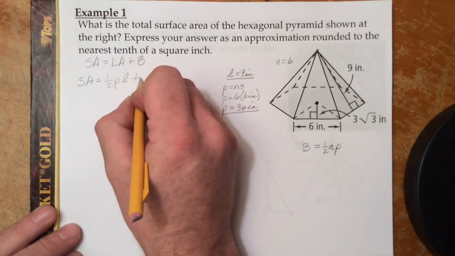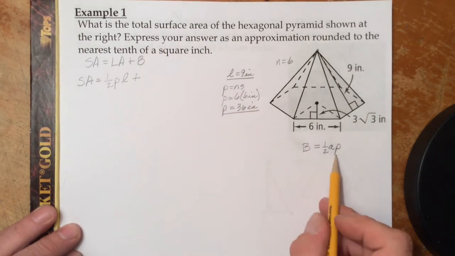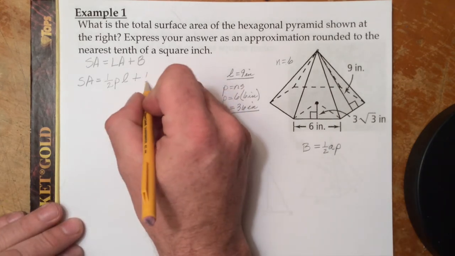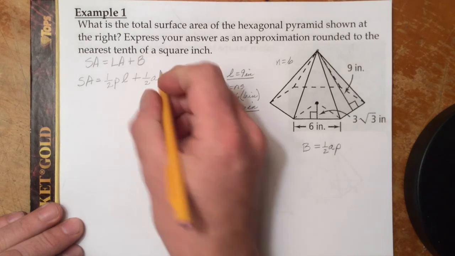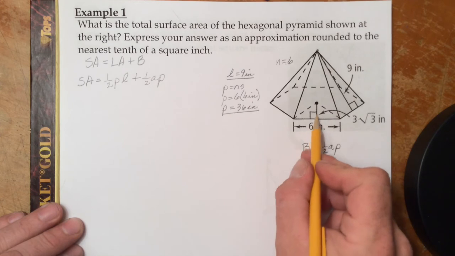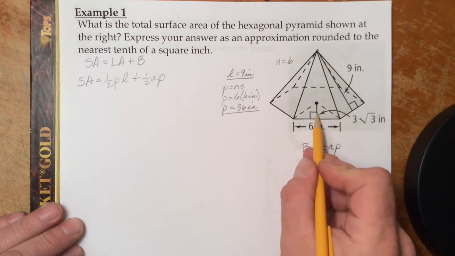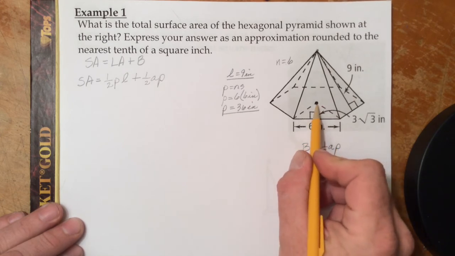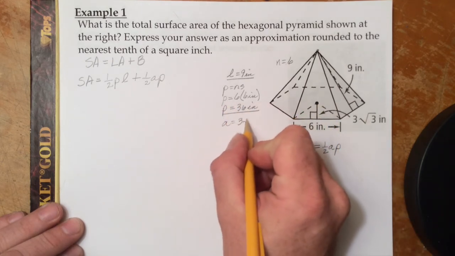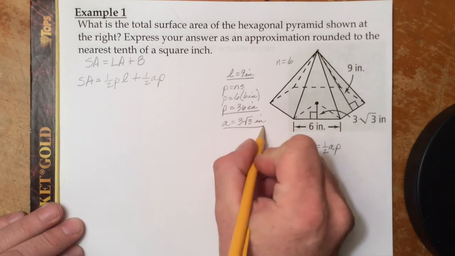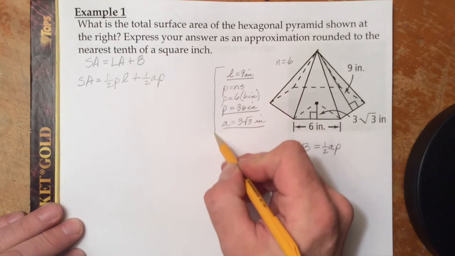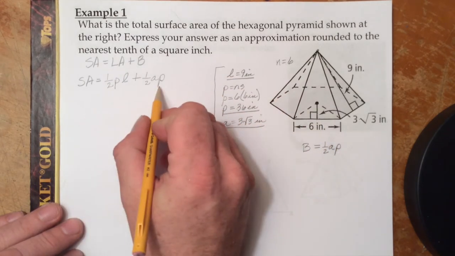Plus, big B, the area of the hexagonal base, is 1/2 AP, where A is the apothem. The apothem is given to us right here, 3 times the square root of 3 inches, from a side perpendicular to the center of the polygon. So A is 3√3 inches. And we already have our perimeter, so we have everything we need to substitute.